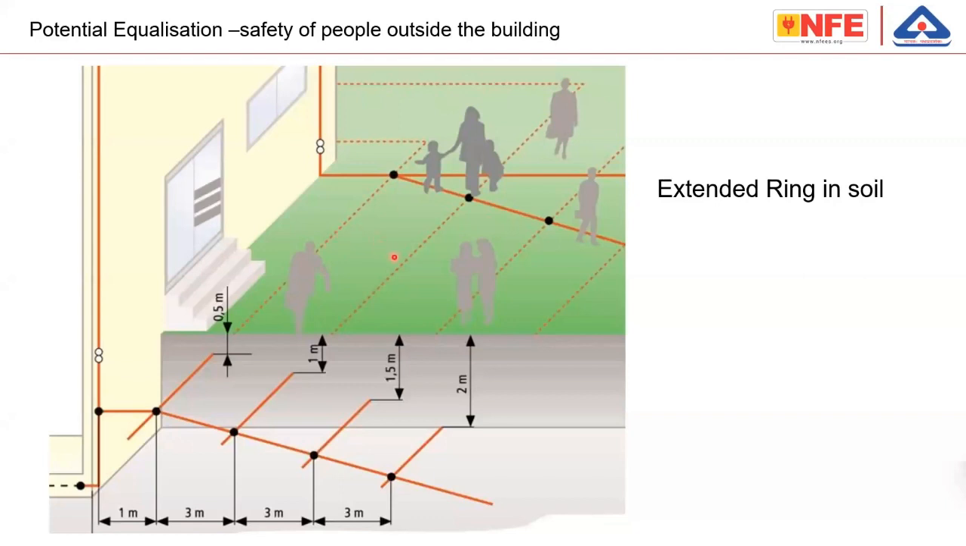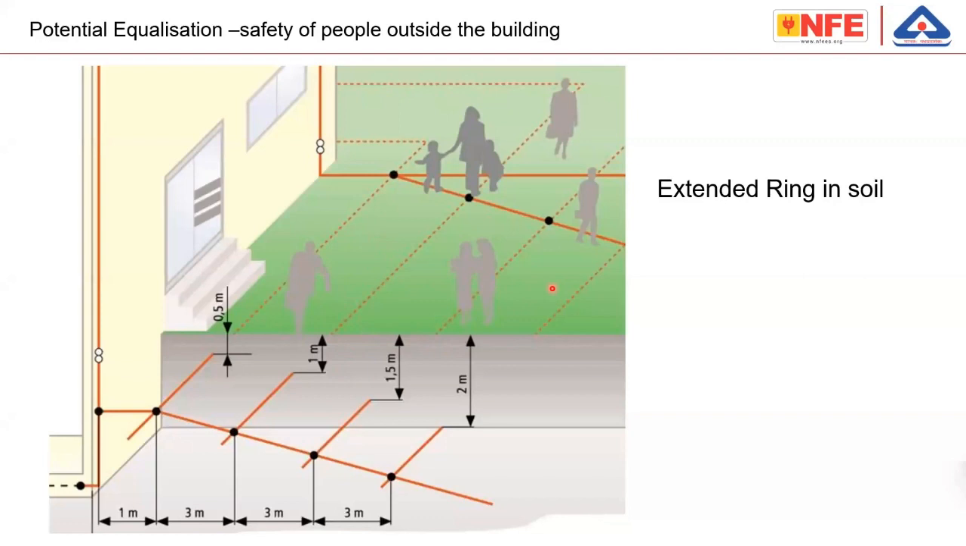Then the ring is further extended. After 3 meters, there is one more ring, again 3 meters, one more ring, again 3 meters, one more ring. And each of these rings is again deeper. The first one is 0.5 meter, next one is 1 meter, next one is 1.5 meter, like that. This is a kind of voltage grading. So by extending these rings, step voltages can be controlled. So people outside the building are safe in this particular case.